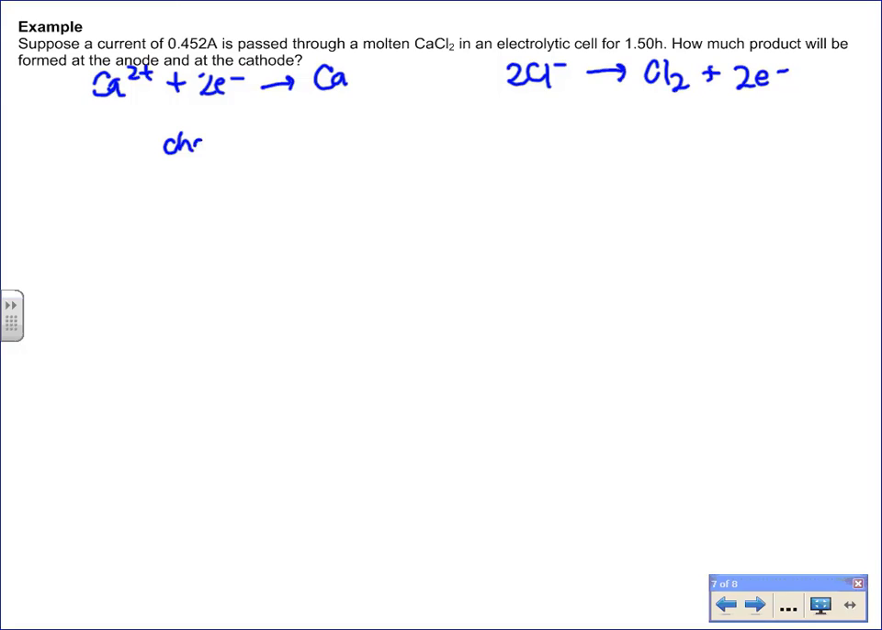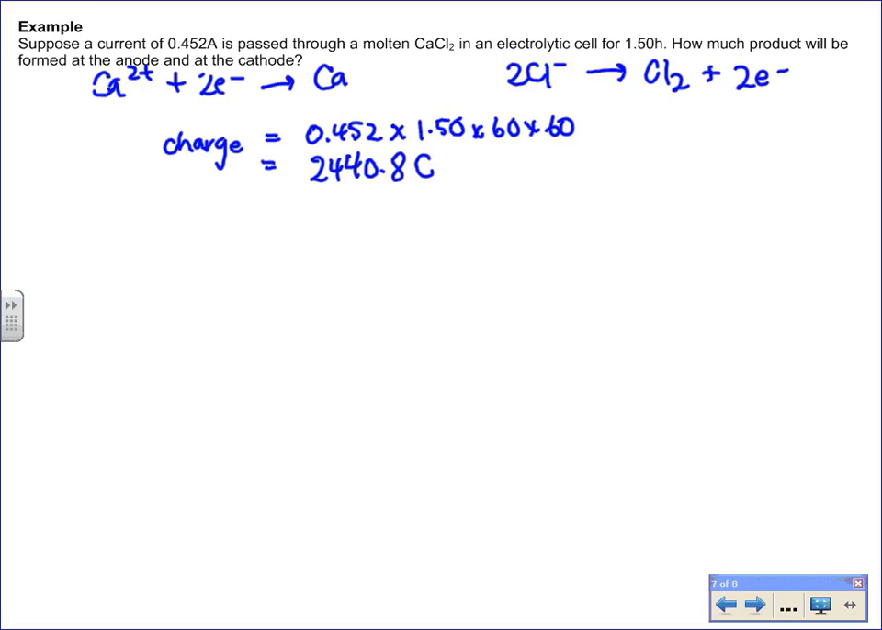We can figure out the charge by taking the current, which is 0.452, and multiplying it by the time in seconds. So we've got 1.5 hours times 60 to convert that to seconds, and we get 2440 coulombs of charge.